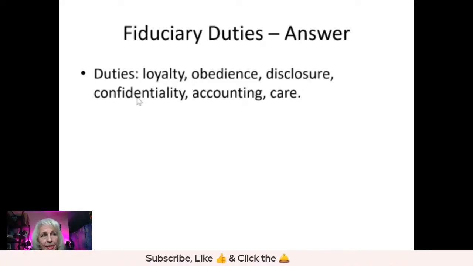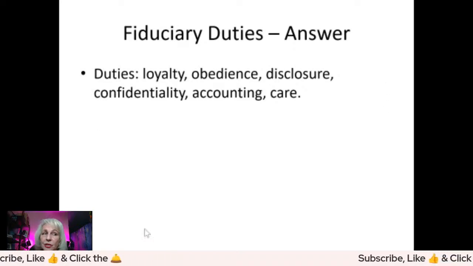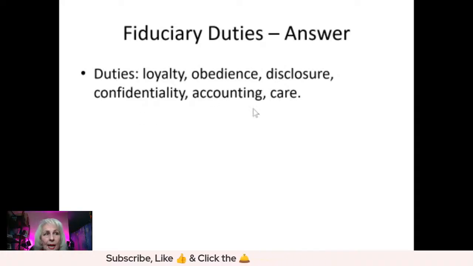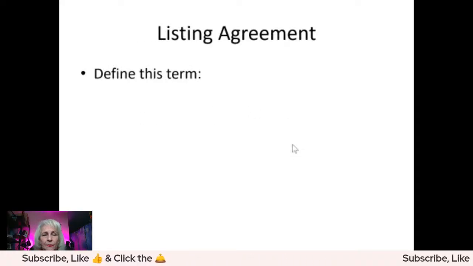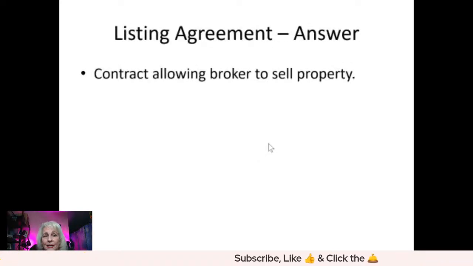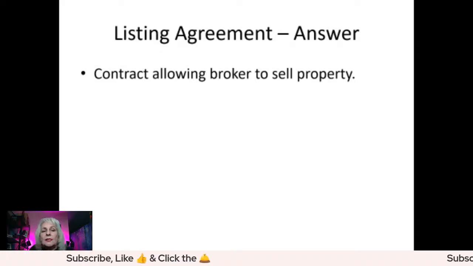So loyalty, obedience, disclosure, confidentiality remains even after a transaction is closed. Accounting and care. Listing agreement, as I just mentioned. What is it? It's a contract allowing a broker to sell property.